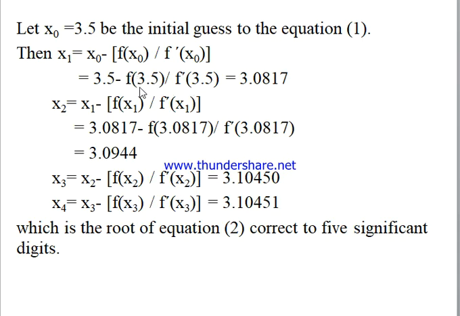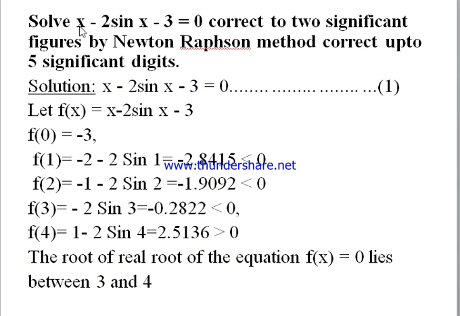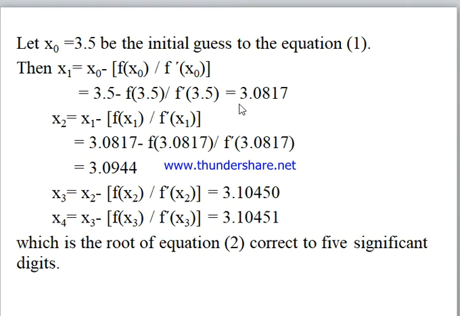We substitute 3.5 in f(x), and f'(x) from the given equation: the derivative of x is 1, minus 2 into the derivative of sin x, which is cos x. So 1 minus 2 cos x is the derivative of f(x). We substitute in that equation and get the value from the calculator, which is 3.0817. Next, going to the next approximation, x2, where n is 1: x1 minus f(x1) by f'(x1). Substituting x1 = 3.0817 and finding f(3.0817) by f'(3.0817), we get the value 3.0944.